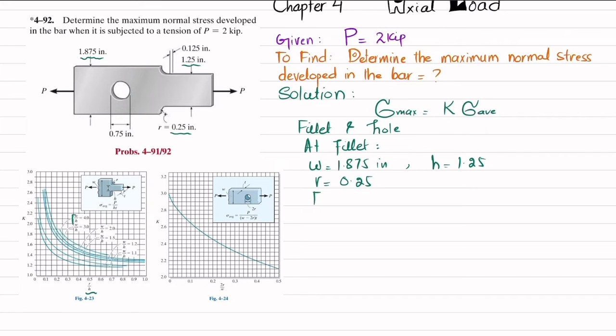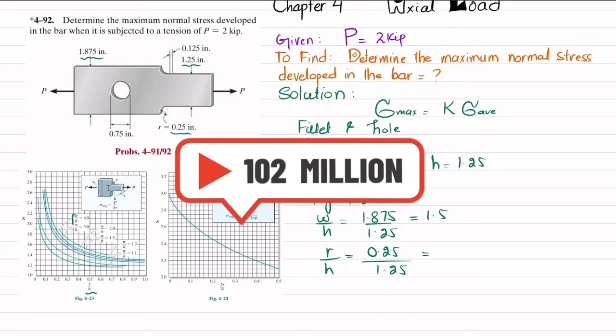Clear? So we will use figure 4-23, and that will W by H. So W is 1.875 divided by H is 1.25, which will give you 1.5. And R by H. So R is 0.25 and H is 1.25. That will give you 0.2. So R by H is 0.2, which is this point.